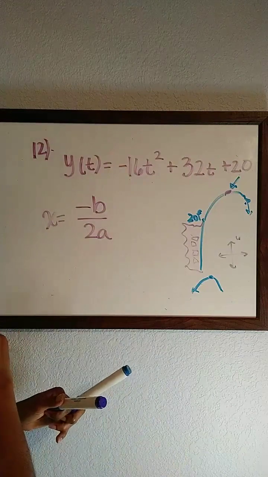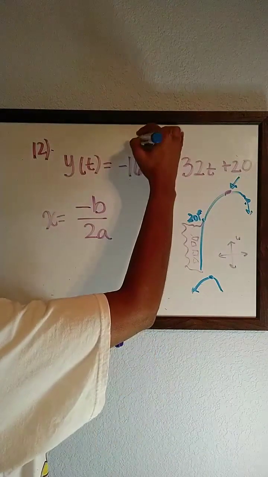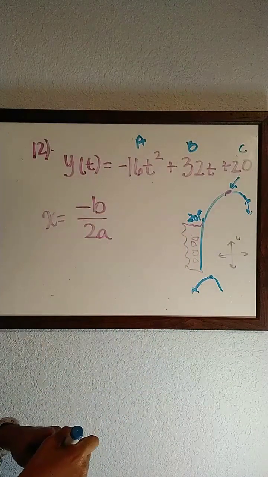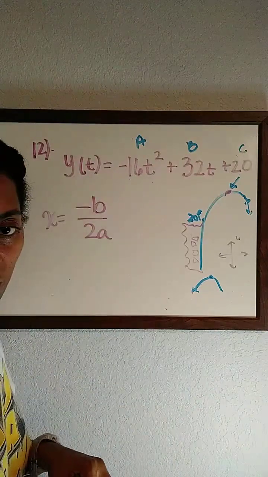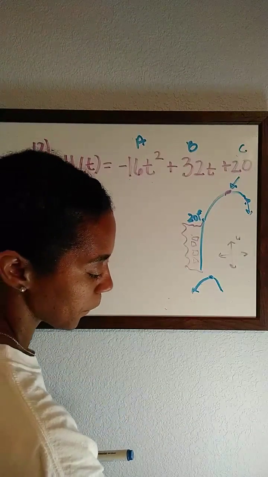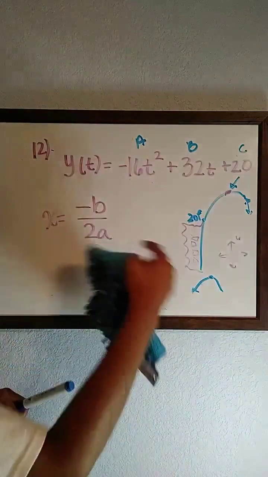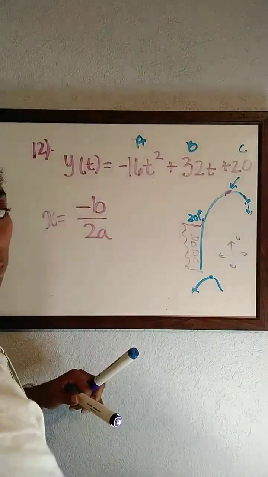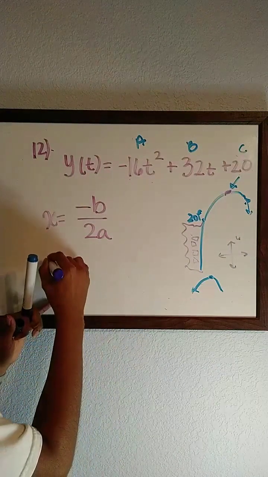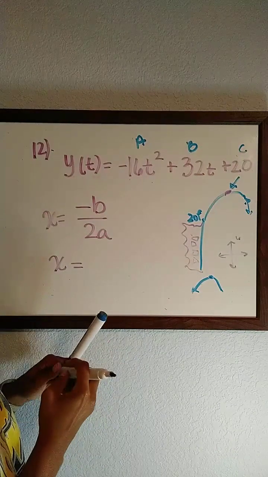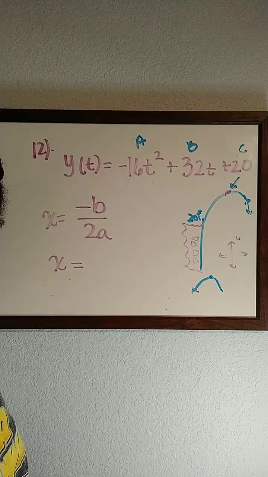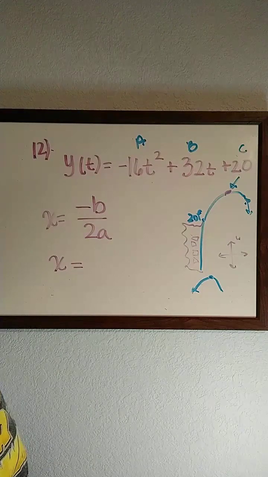We're going to use A, B, and C. This is A. This is B. This is C. We're going to take these numbers and put them into this equation. Once we figure out what X is, then we can figure out what Y is. So X is equal to negative B over 2A. What numbers am I going to insert into this formula? What numbers go where? So X is equal to negative B. What's negative B? You said negative 32t, right? Negative 32t.